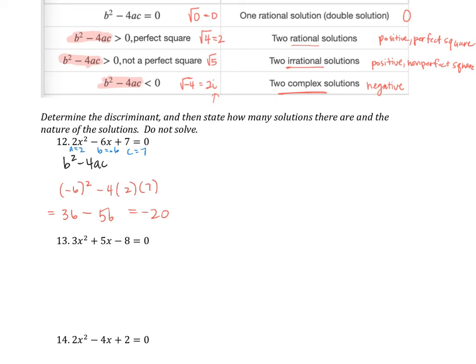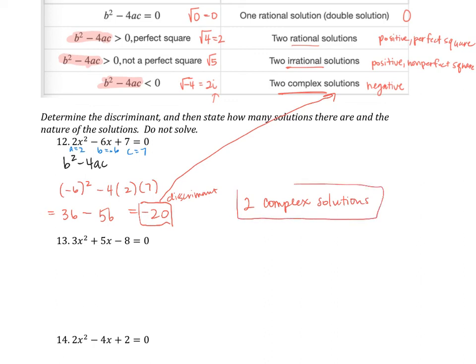So what we want to do now is look at our answer. This is our discriminant. Notice that we have a negative. Here is that case. We have a negative, so that means we have two complex solutions. That is what we want to tell here. We're not solving, we're just giving the nature of the solutions and how many. Two complex solutions because we got a negative.